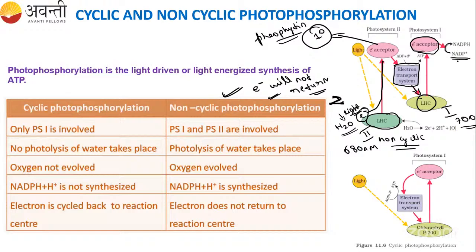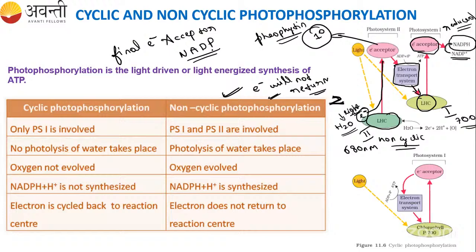The NADP plus is going to accept the electron, then it is going to be converted into NADPH. NADPH, it is going to be reduced. The electrons are going to be received by the NADP plus. In the exam, they may ask you which is the final electron acceptor. Final electron acceptor means NADP plus. Okay, remember, not NADPH. NADPH is the reduced form. NADP plus is the oxidized form. It is going to accept. This is non-cyclic.